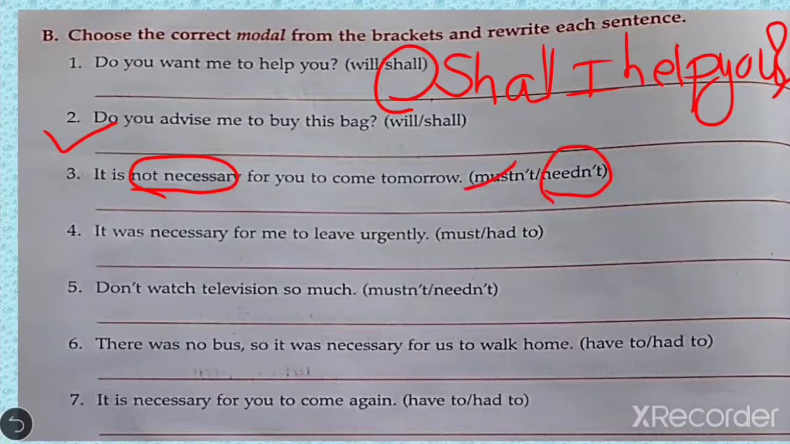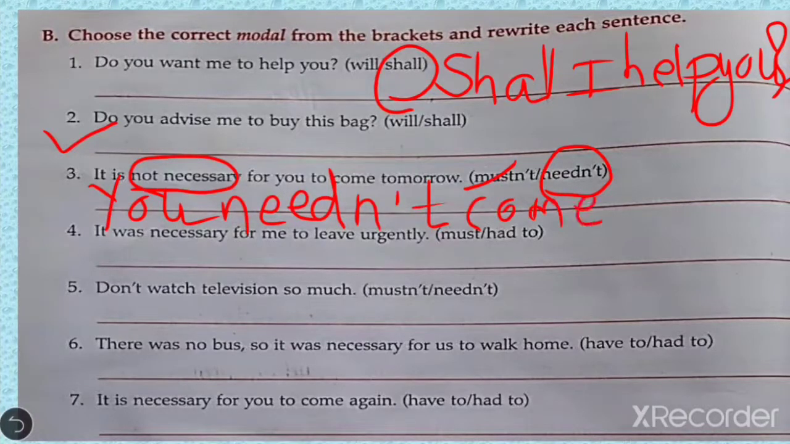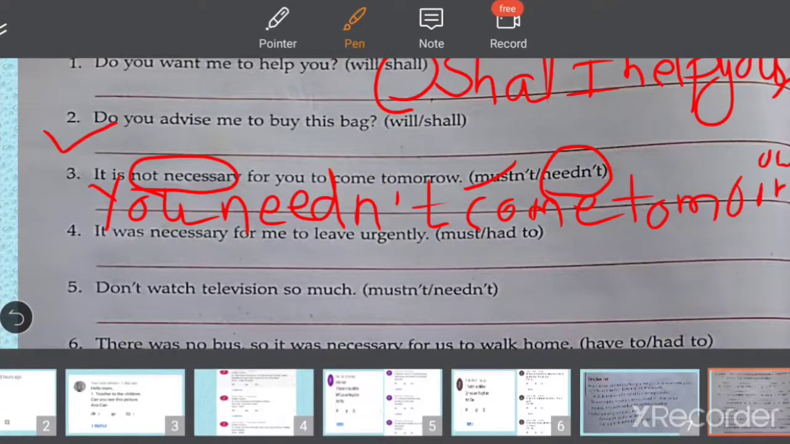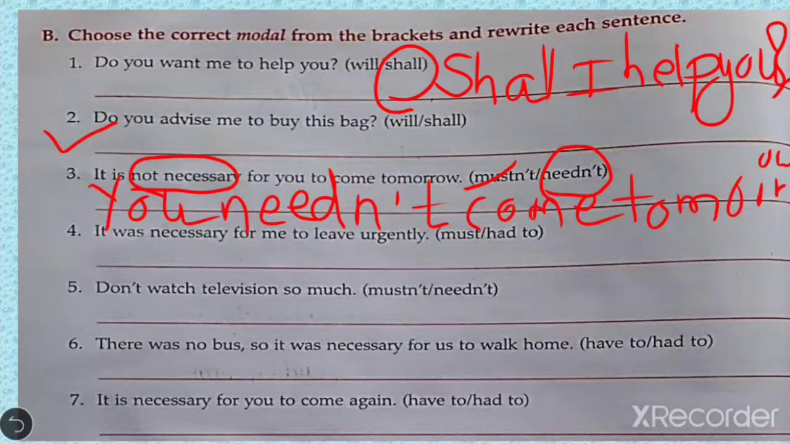And it's a simple sentence. So here you have to write: you needn't come tomorrow. After that, a full stop. You needn't come tomorrow. Now look at the next sentence.